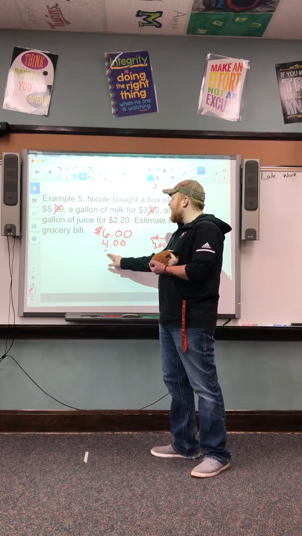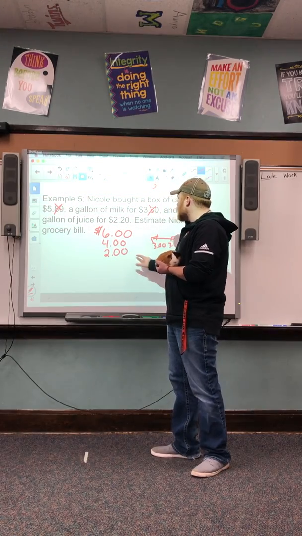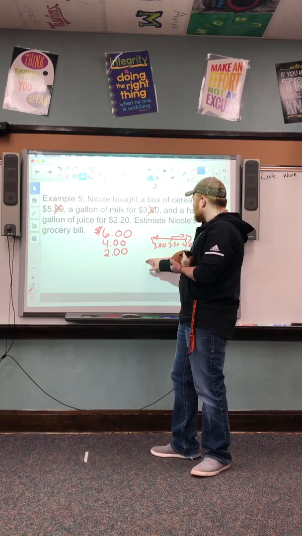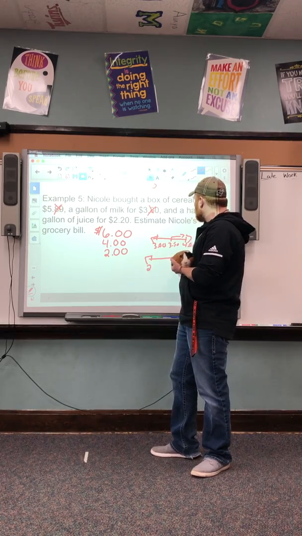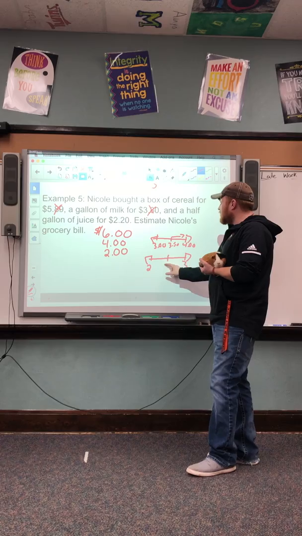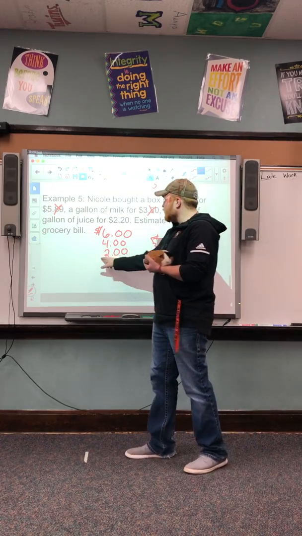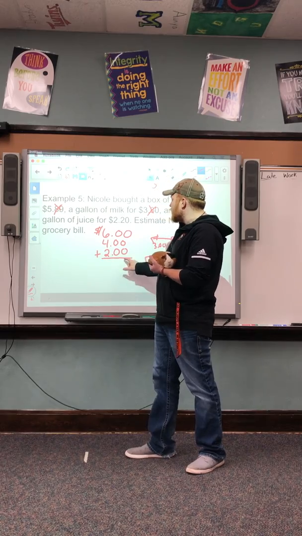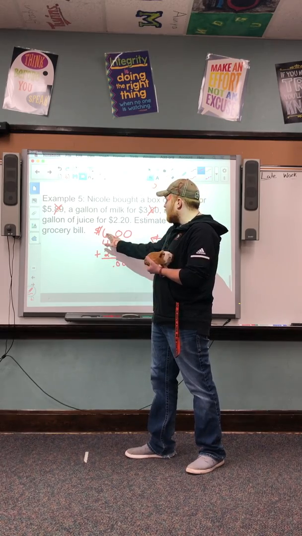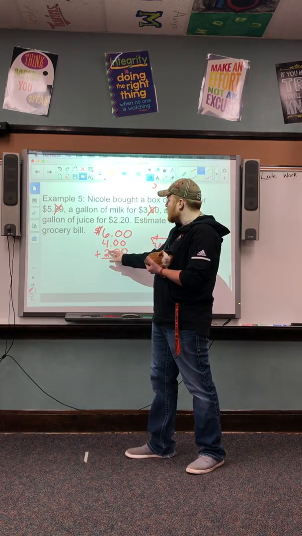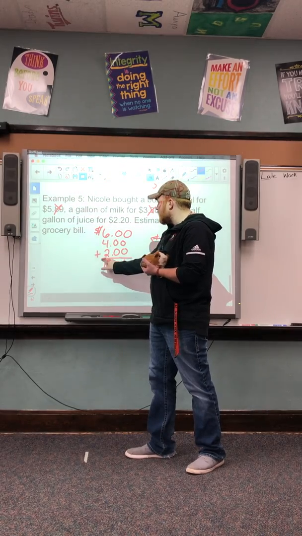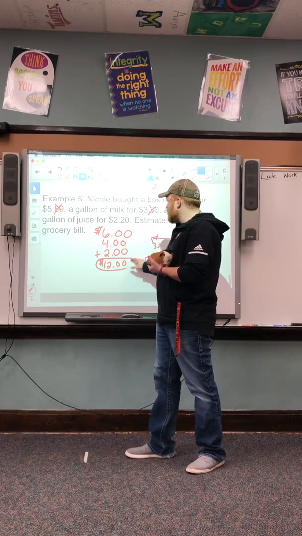$2.20, we would round down to $2. The reason why we would do that is because that falls between $2 and $3, and since it's less than $2.50, we would round down. So now we add up the total, and we would have 6 plus 4, which is 10, plus 2, which is $12. So the total bill was $12.